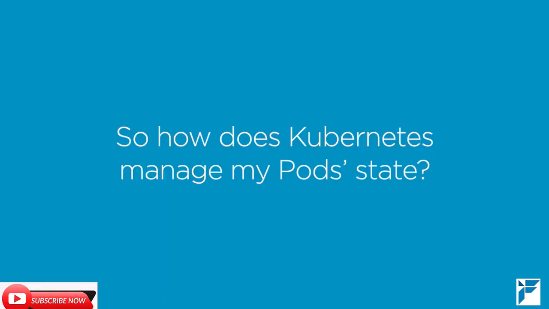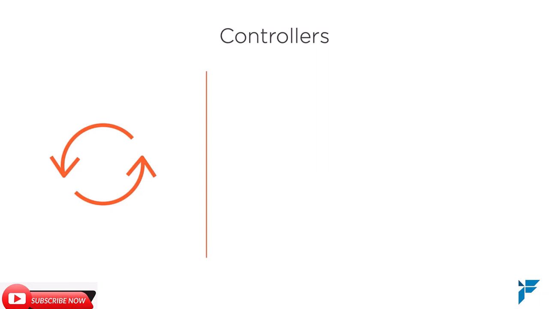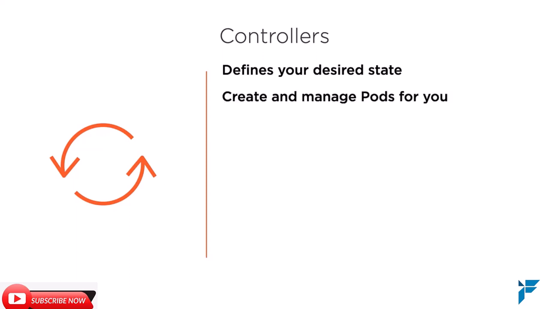So now that we know what pods are and that they can come and go based on status and health, how does Kubernetes manage my pod state? What's the thing that makes sure that our pod is up, running, and healthy? Well, that's where controllers come in. A controller defines the desired state for your cluster and the applications deployed in it. It's the job of the controller to ensure that things stay in the desired state. Controllers are exposed to you as workload resource API objects and are most commonly used to create and manage pod-based applications deployed in Kubernetes.